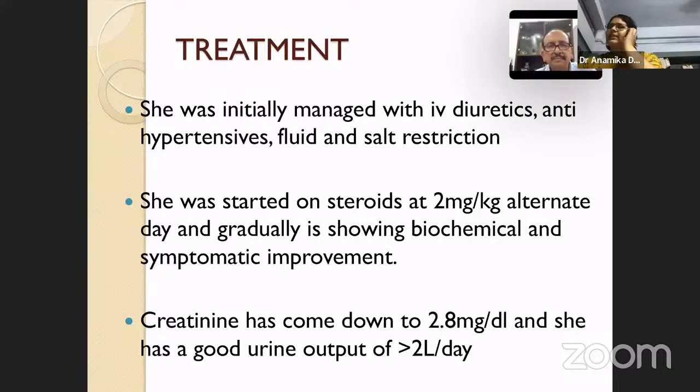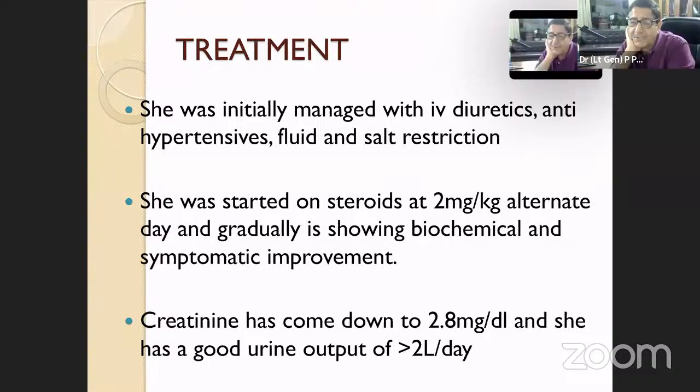So one thing is she was showing worsening of renal function. Creatinine was going up. Also, she had crescents in the renal biopsy. Though it was a post-glomerular biopsy, she had one cellular crescent. So we decided to go ahead with steroids.